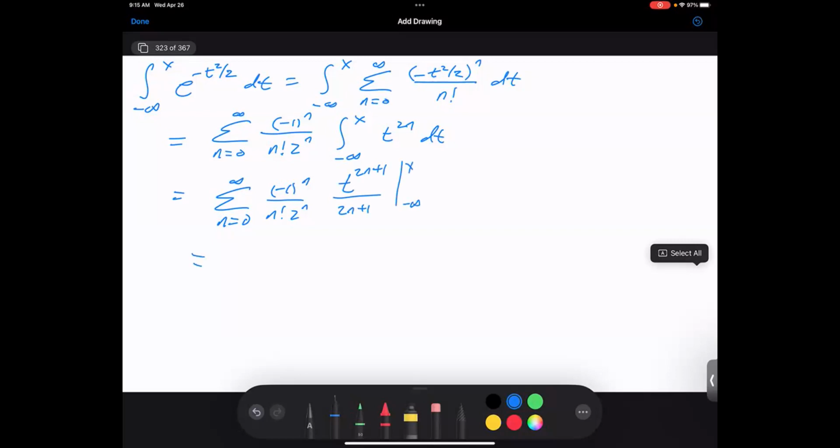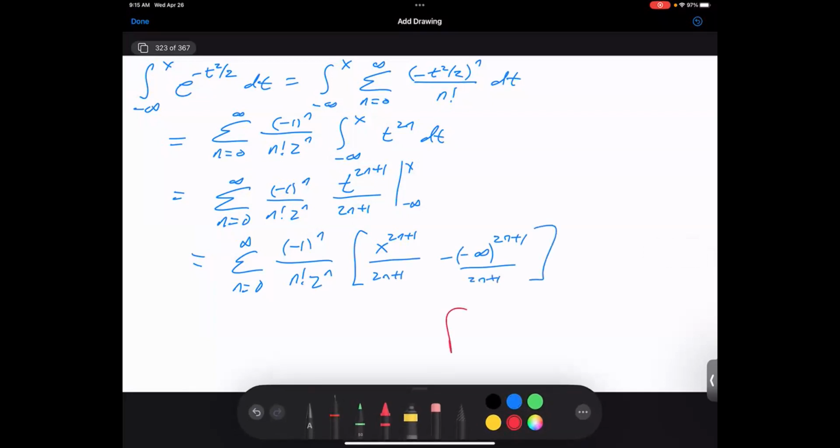Oh dear. So I get the sum, n goes from 0 to infinity, -1 to the n over n factorial 2 to the n. Oh crap. I'm now going to have x to the 2n plus 1 over 2n plus 1 minus negative infinity to the 2n plus 1 over 2n plus 1. We can't do this. I can't just switch the orders of integration and go through this, because now I've got this infinite term.